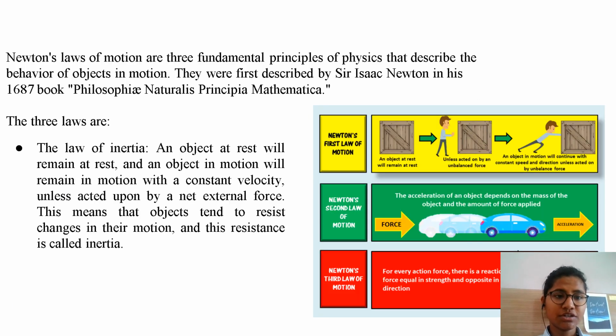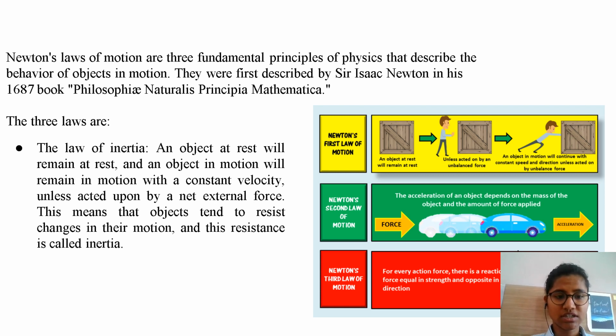After that, we come to know what Newton's laws of motion are. Newton's laws of motion are three fundamental principles of physics that describe the behavior of objects in motion. They were first described by Sir Isaac Newton in his 1687 book, Philosophiae Naturalis Principia Mathematica.